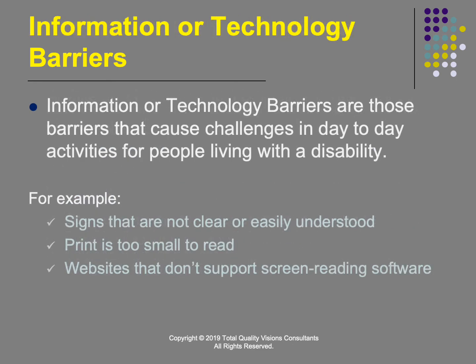Information or technology barriers. Information or technology barriers are those barriers that cause challenges in the day-to-day activities for those living with a disability. For example, signs that are not clear or easily understood, print that is too small to read, or websites that don't offer screen reading software.